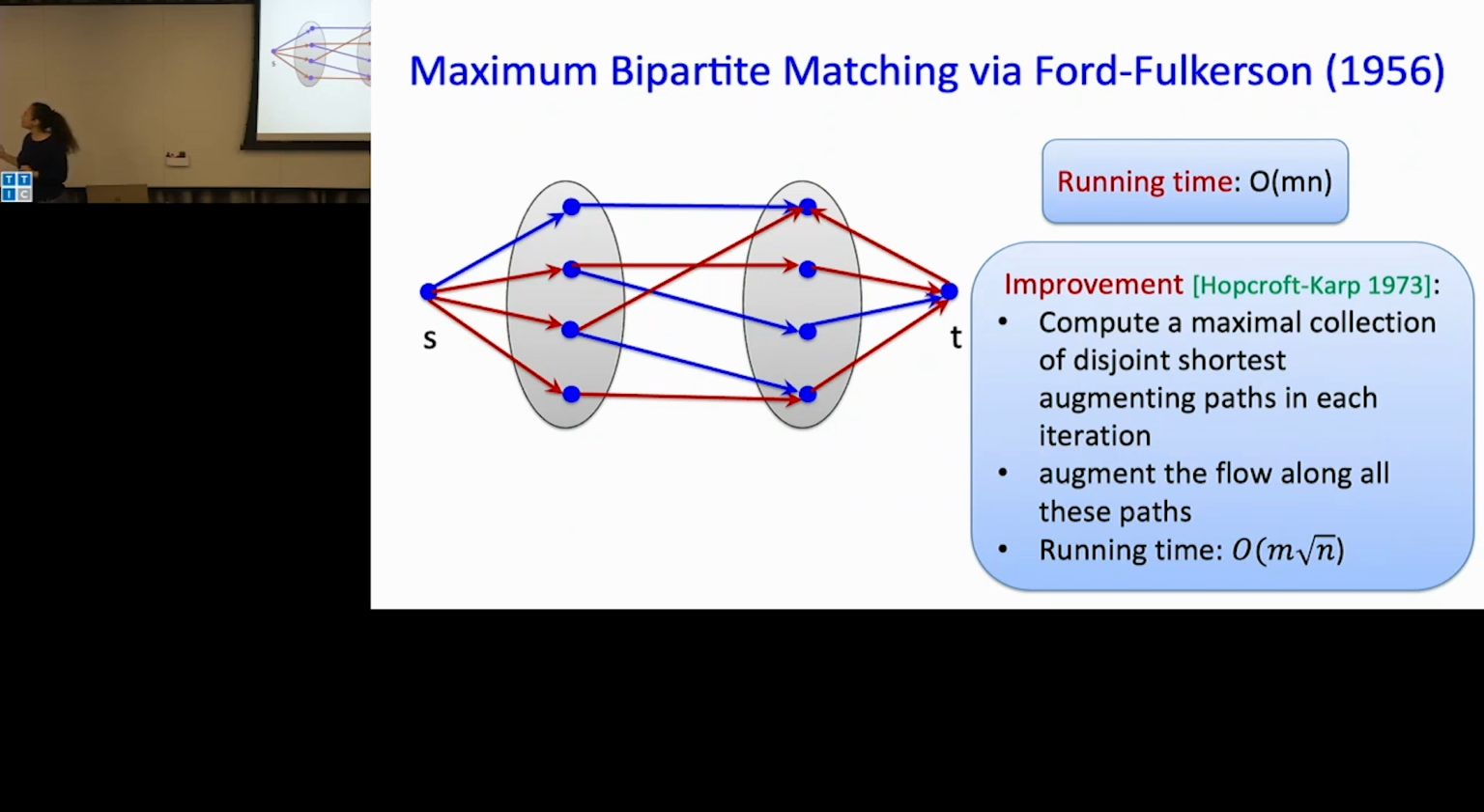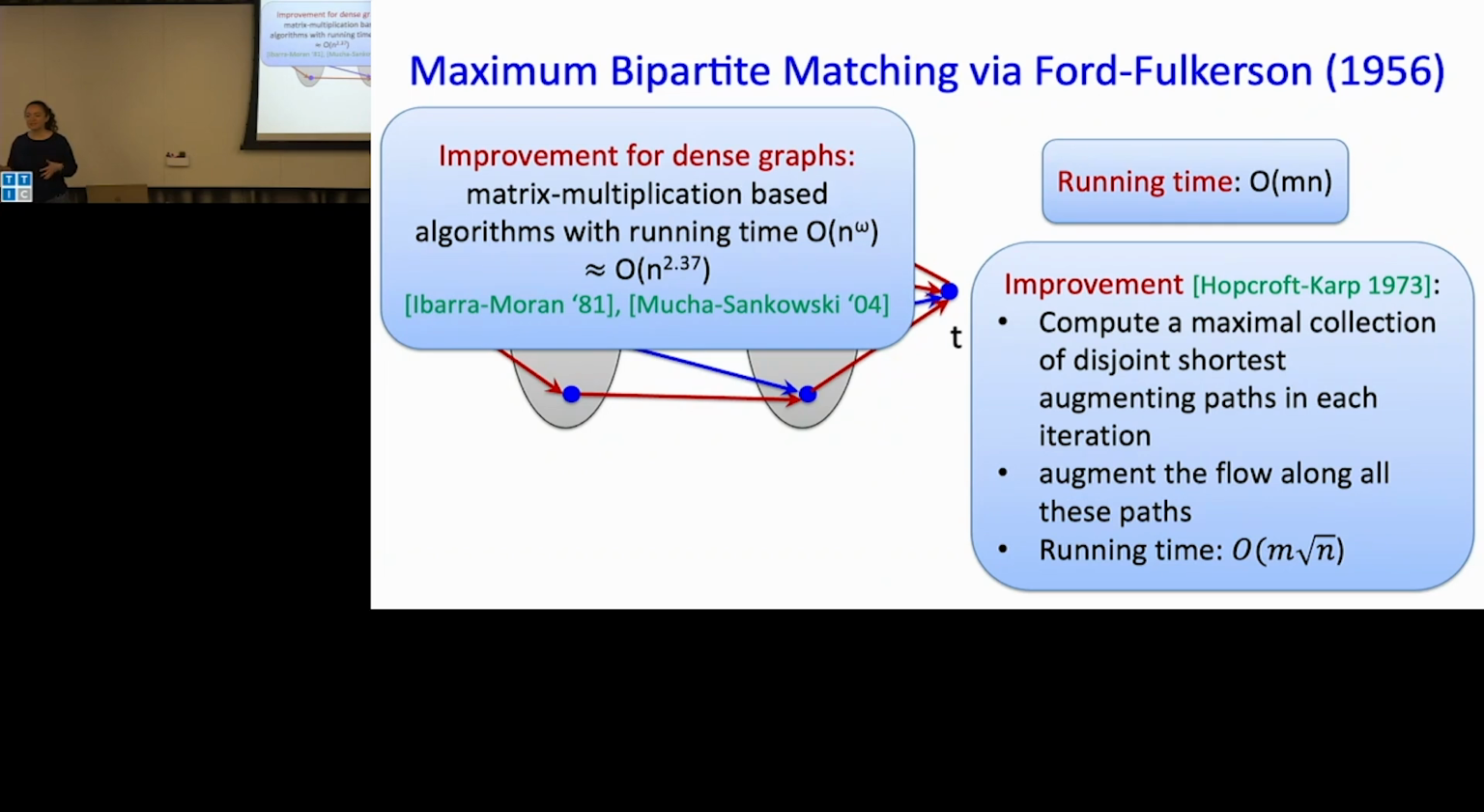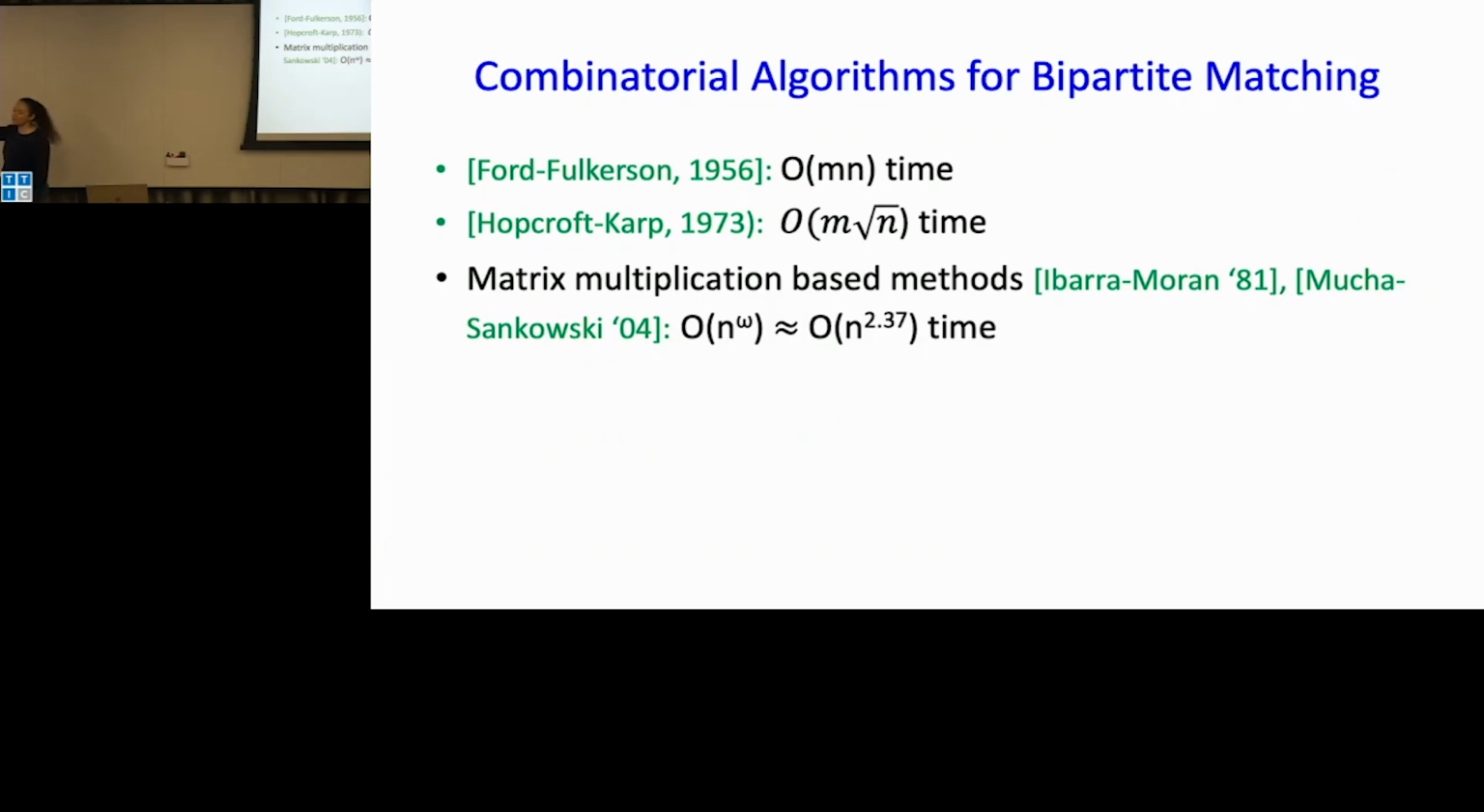And now it was noticed that if you use fast matrix multiplication, you can also use it to solve this problem. You get a little bit faster time if your graph is sufficiently dense. If the graph is not very dense, this is still the best. So I'm going to list these under combinatorial algorithms, even though some people don't count matrix multiplication. I mean, matrix multiplication is not combinatorial, strictly speaking, but let's be generous. So this is where things stood for a very, very long time.